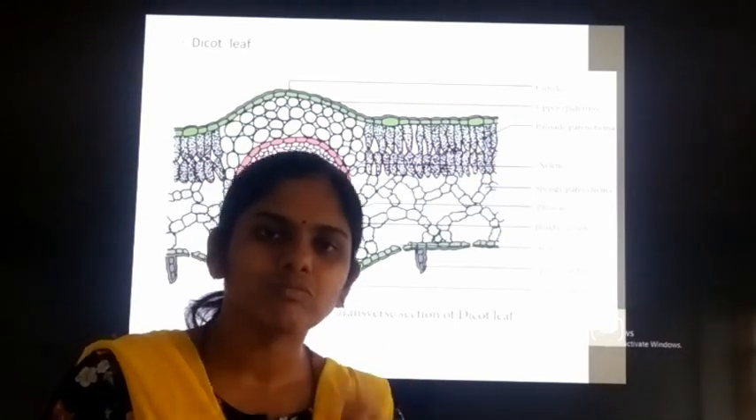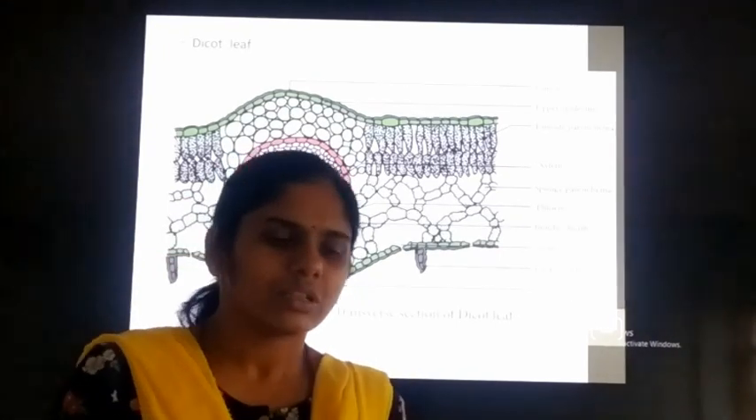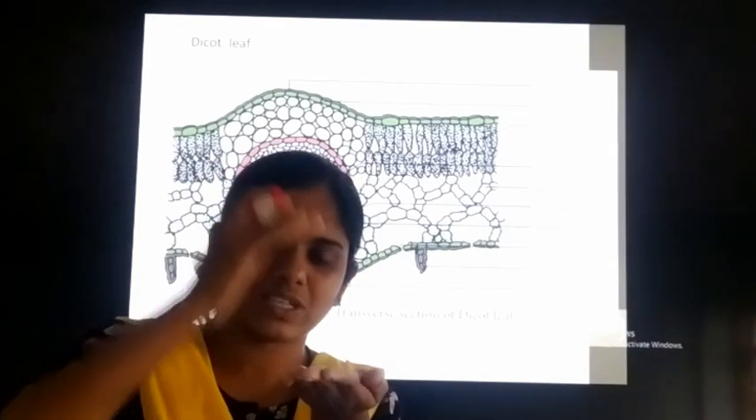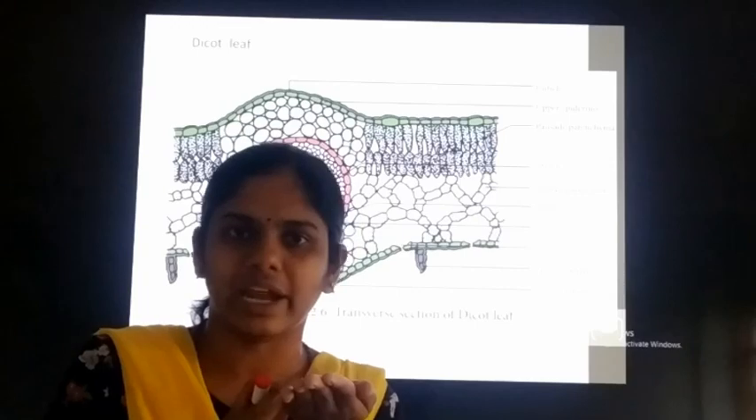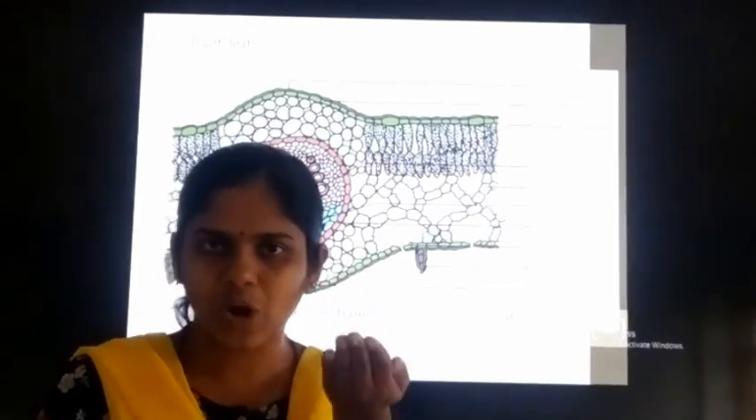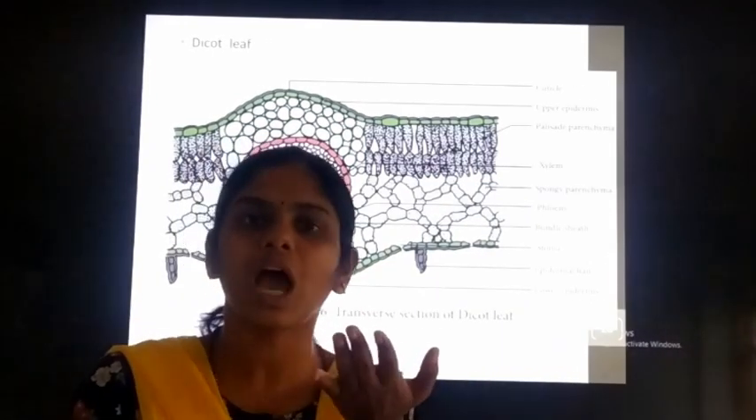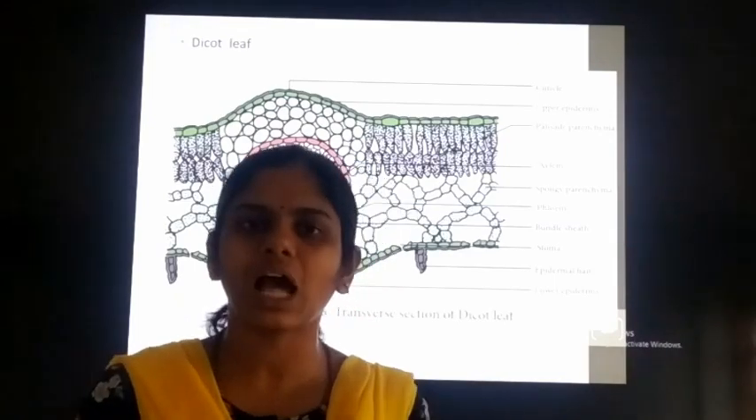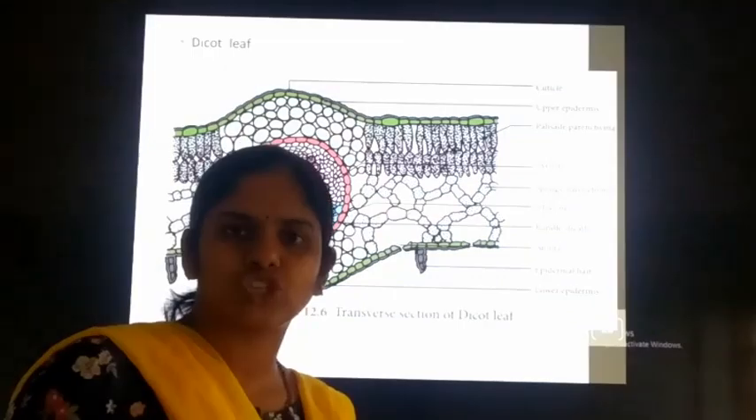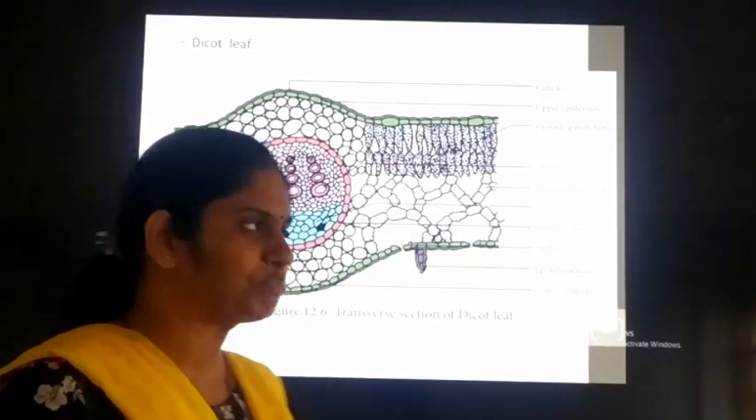More stomata occur on the lower surface because the dorsal surface of the dicot leaf is directly exposed to sunlight rather than the ventral surface. So, to avoid an excess rate of transpiration, more stomata occur on the lower surface compared with the upper surface. Stomata help in gaseous exchange and also in transpiration.